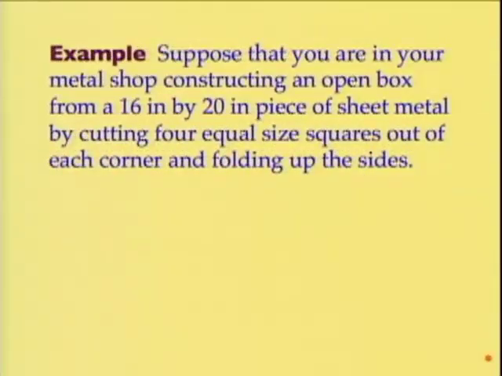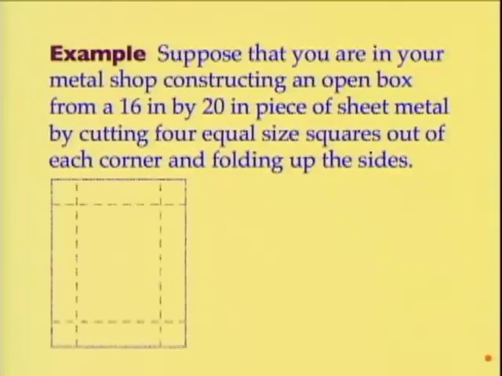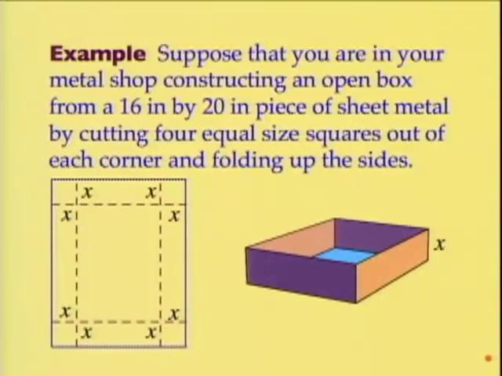Okay, so let me give you an example. This is just something you could be doing in your workshop. Say you want to construct an open box to keep tools in out of a 16-inch by 20-inch piece of sheet metal. And you're going to do that by cutting square corners out and then folding the sides up and welding the creases. So it'll look something like this. Here we go. And of course it would be height x when you do that.